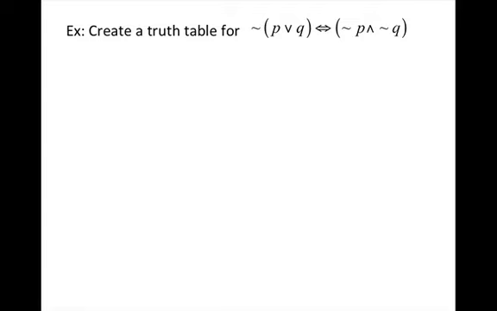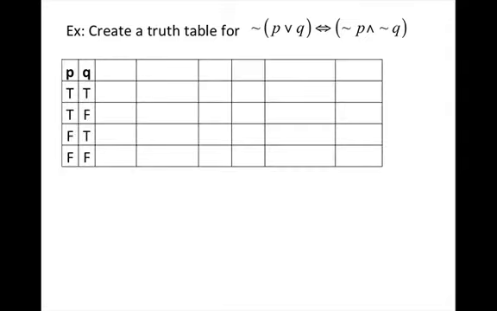In our next example, I have not P or Q, if and only if, not P and not Q. I have 2 propositions, P and Q, so set up the 4-line truth table. And let's build our table by beginning with what comes in front of that biconditional symbol. I need a P or Q, and then I need the negation of the P or Q.